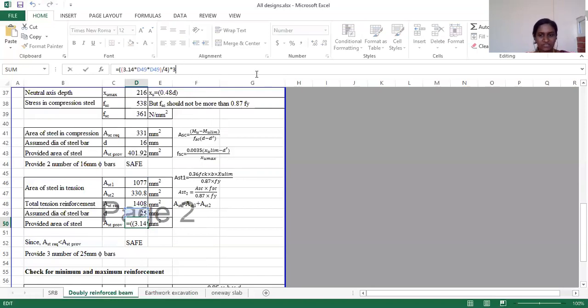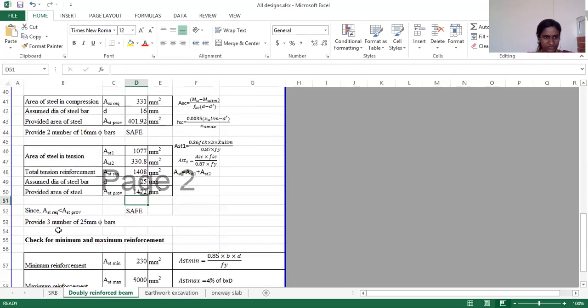So here I put 3. So let us find how much we'll get if we put 2. So 981. It is less than 1408. So what I will do is I will increase the number. So I will increase it to 3. So 1472, it is greater than 1408. So you can provide these three numbers of 25 mm dia.